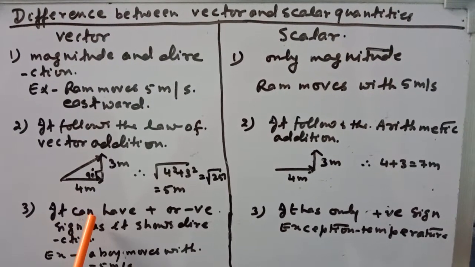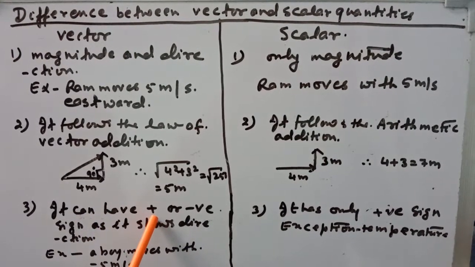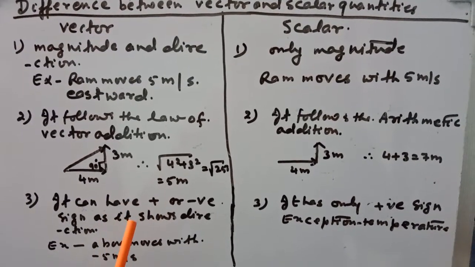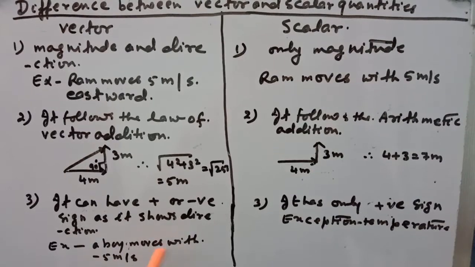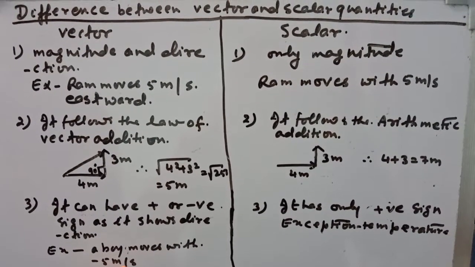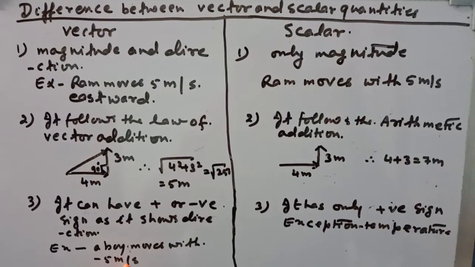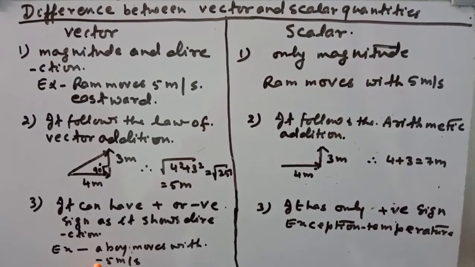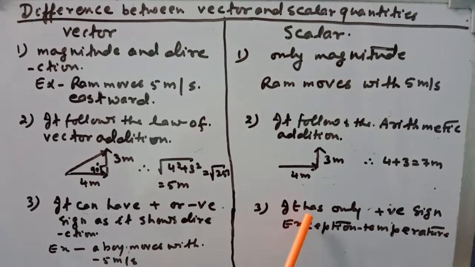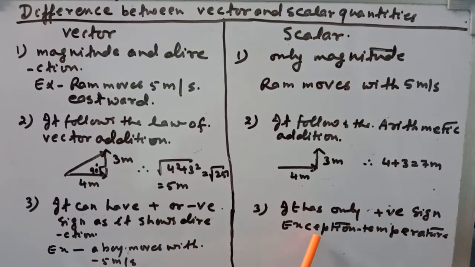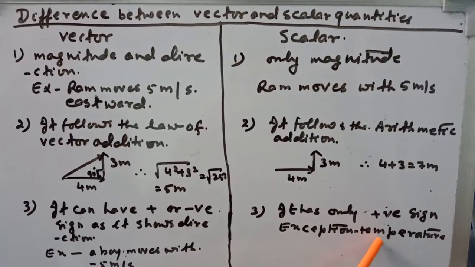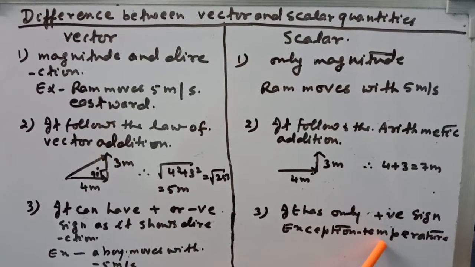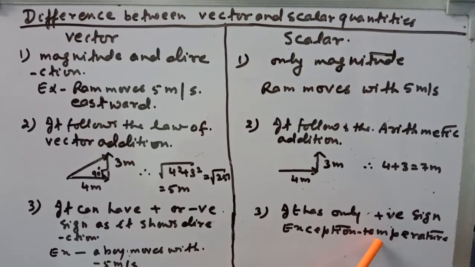Now I already told that a vector quantity has magnitude and direction. Since it has direction, it can be denoted by positive and negative signs, because the positive or negative sign shows the direction. Suppose a boy moves with minus 5 meter per second. Here the boy is moving with a speed of magnitude 5 meter per second, and the direction is negative. It can be either the negative x-axis or negative y-axis. In the case of scalars it has only a positive sign, and it has an exception, that is temperature. Temperature can have a scale of positive and negative sign, for example minus 40 degrees Celsius, plus 40 degrees Celsius. So it is one of the exceptions.